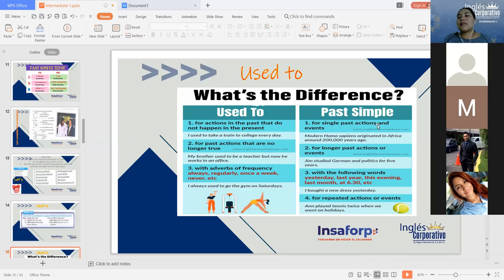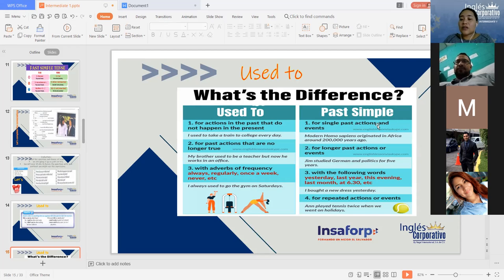Thank you. Which are the differences between used to and the past simple, right? What we are studying. They are used together, but they are not the same. For example, used to, it says that it is for actions in the past that do not happen in the present. Number two, it says for actions that are no longer true, and you can use it with some adverbs of frequency. Like for example, in number three, I always used to go to the gym on Saturdays. My brother used to be a teacher, but now he works in an office. And I used to take a train to college every day, for example.